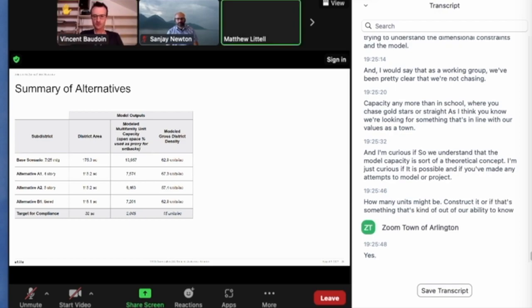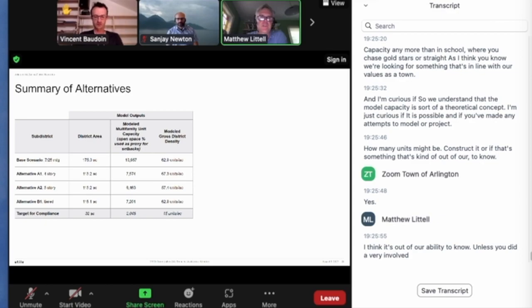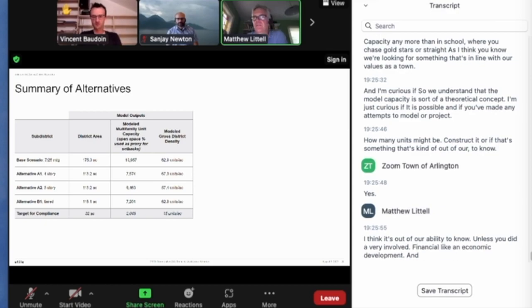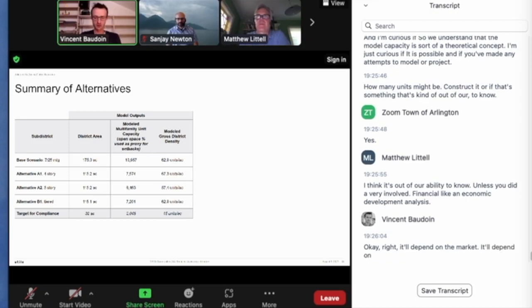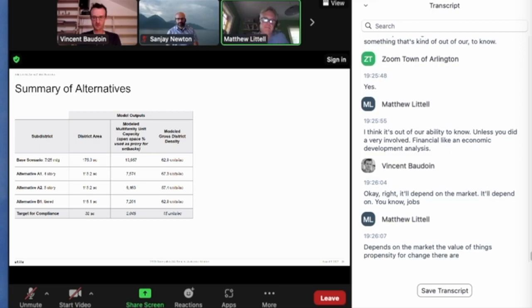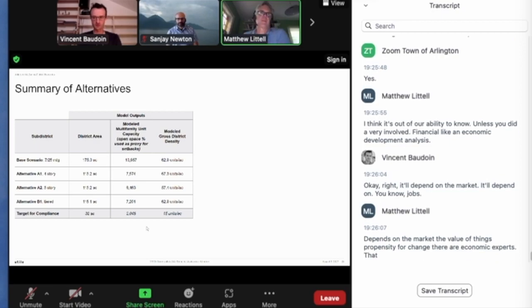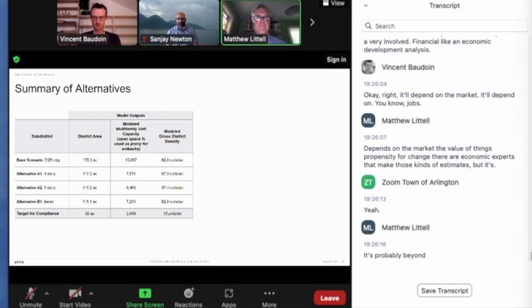I think it's out of our ability to know unless you did a very involved financial economic development analysis. It depends on the market, the value of things, propensity for change. There are economic experts that make those kinds of estimates, but it's probably beyond our abilities right now. Okay, thank you very much.